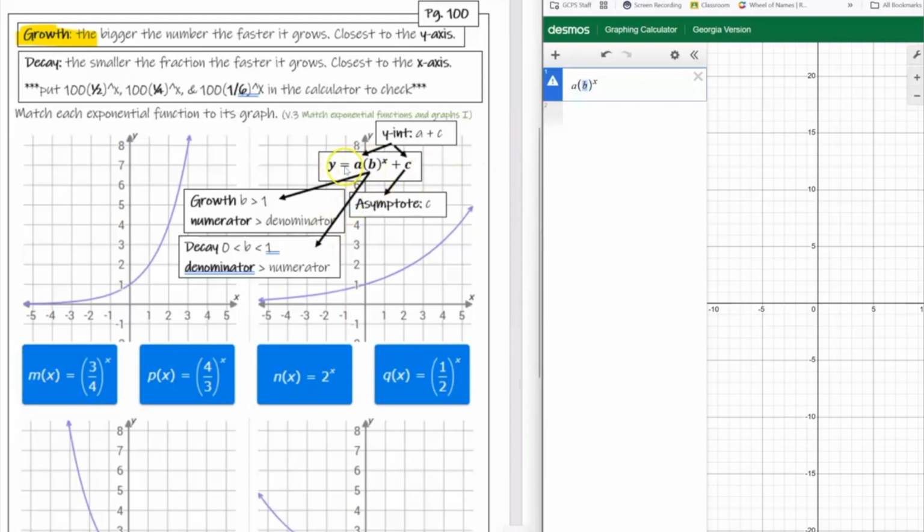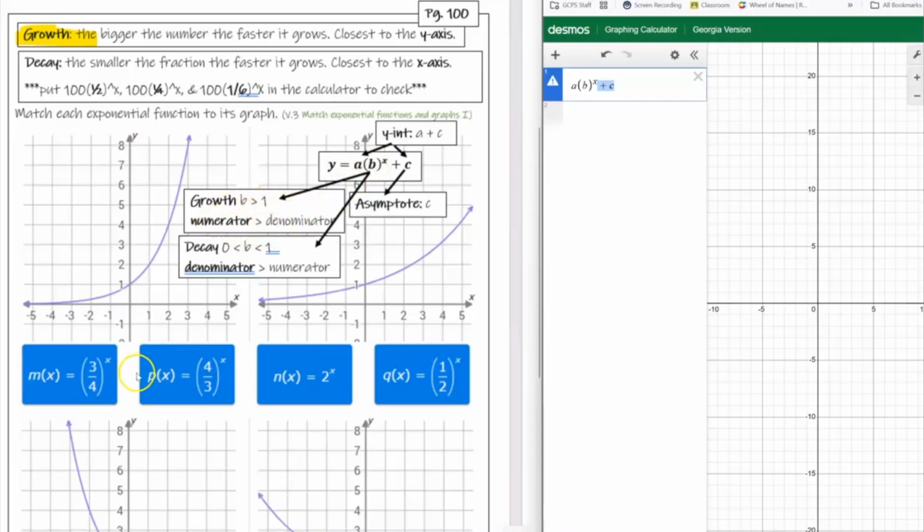So again, here we go. You have a, b, x, and then we do have a plus c. So let me just quickly review a couple of things that we've been doing for a long time. To find the y-intercept, it's going to be a plus c. A lot of the times there's nothing there, and if there's nothing there, it's 0. So sometimes it's just a on its own. B is your growth if it's greater than 1.